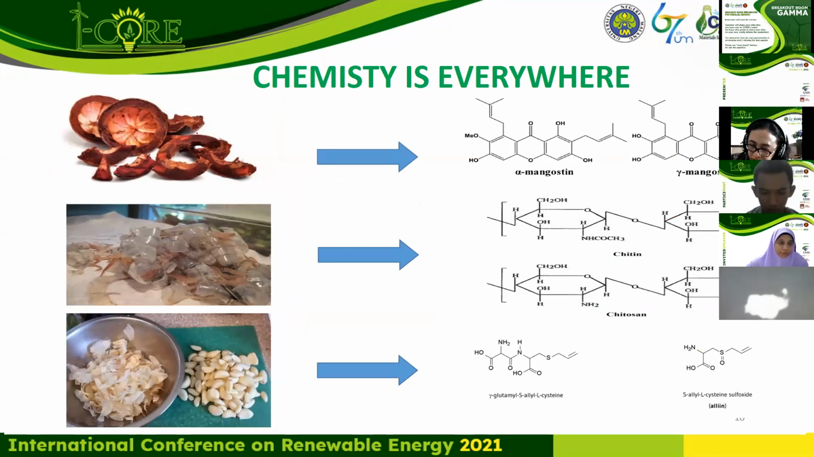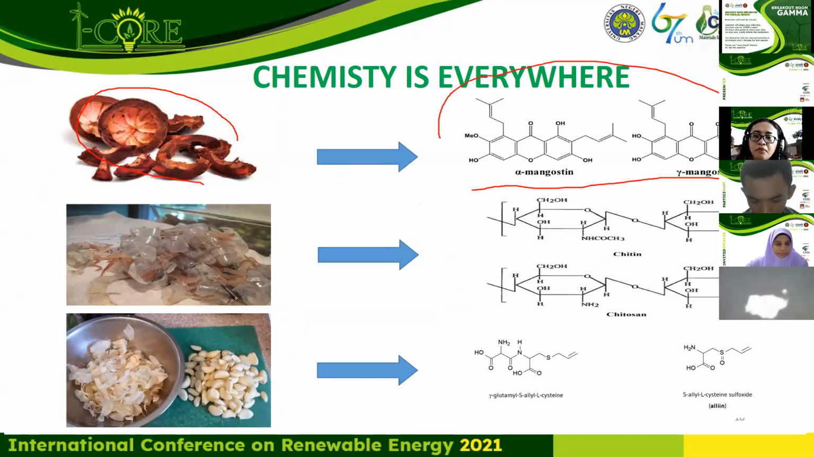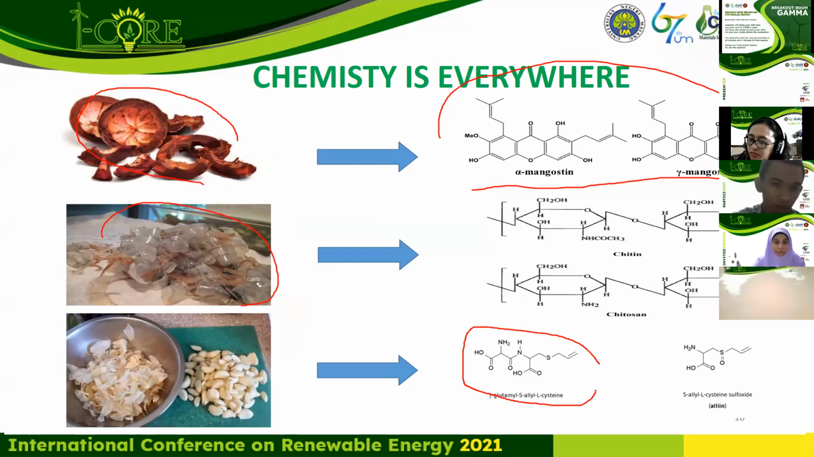Even in our kitchen, there is a lot of chemistry. When you eat your mangosteen and remove the peel, you can know that there are aromatic compounds inside it. Same goes with the prawn shells, where we can have chitin, which we can convert to chitosan. And garlic peel has a lot of sulfur groups from L-cysteine. So all these things we can explore, because in our natural products there is a lot of hidden potential.